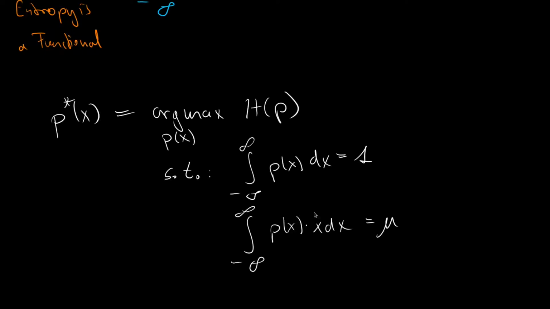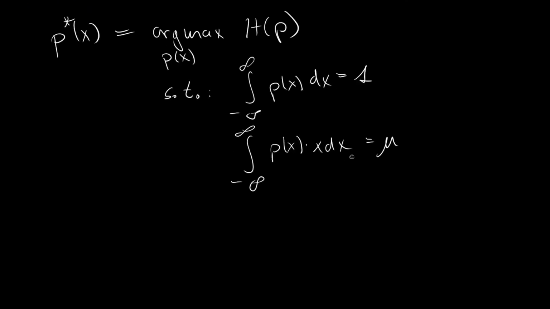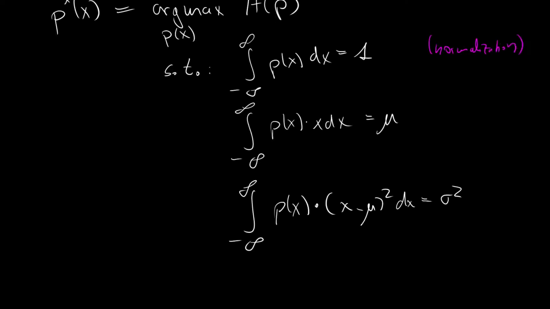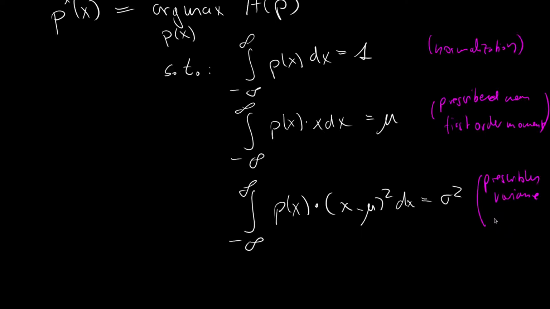The mean is nothing else than the first order moment of a distribution. And the last constraint is that the integral of p of x times x minus mu in brackets squared dx should be sigma squared. And that is nothing else than the second centralized moment. So let's also put this down. This is the normalization. This is the prescribed mean with the first order moment of the distribution. And here we have the prescribed variance, which is the second order central moment.